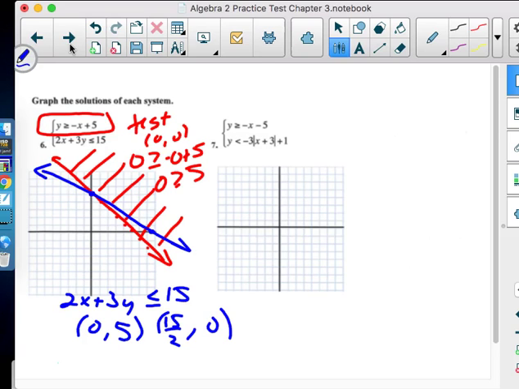And then we'll test a point. Our line does not go through 0, 0, so we might as well test 0, 0. 0 plus 0 is less than or equal to 15. Sure it is. 0 is less than or equal to 15. So we're going to shade downward.